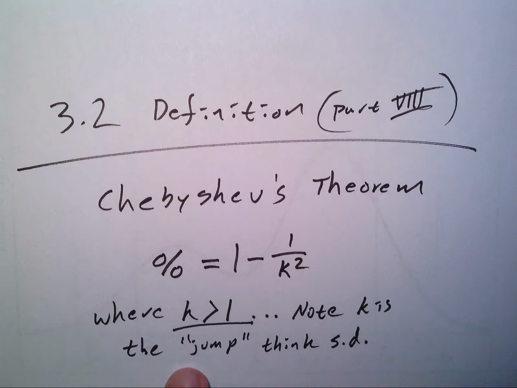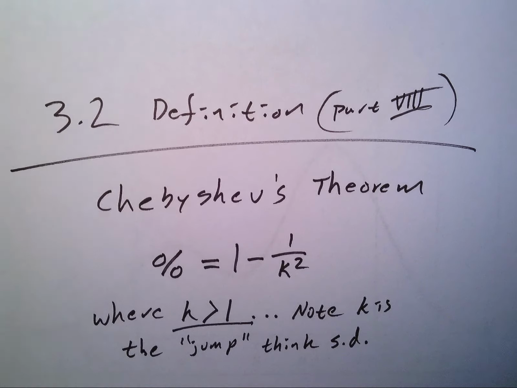Now, k is the jump, just like we had for the empirical rule, and it's going to be in terms of the standard deviation. So when k is 1, you're within 1 standard deviation. When k is 1.5, you're within 1.5 standard deviations.